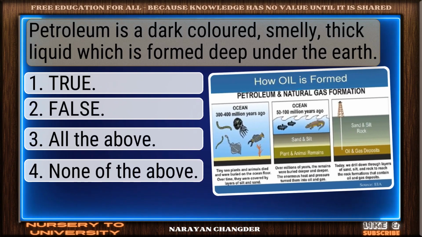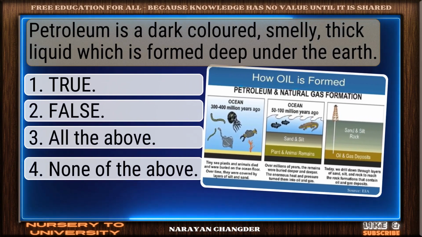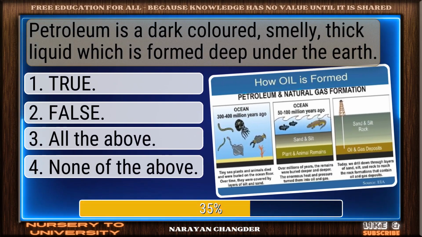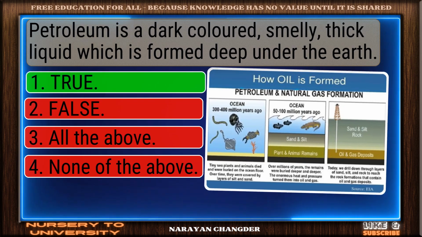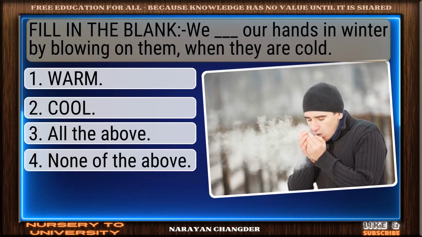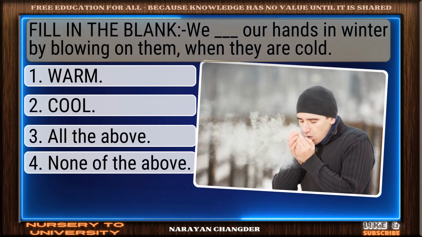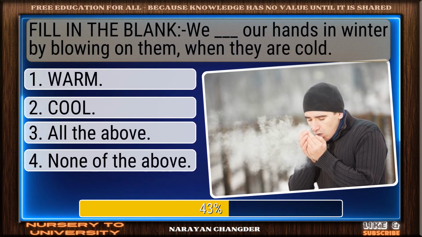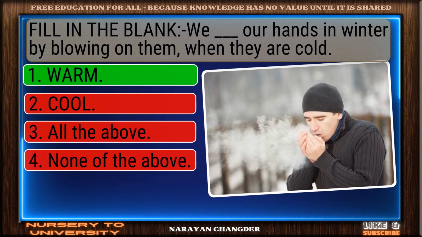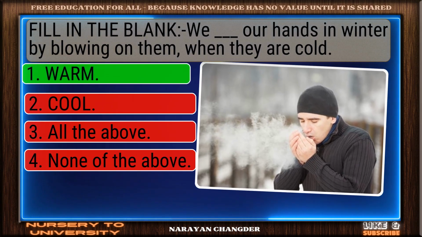Petroleum is a dark-colored, smelly, thick liquid which is formed deep under the earth. Great thinking. True is the right choice. Fill in the blank. We dash our hands in winter by blowing on them when they are cold. Perfect. Warm is the correct choice.